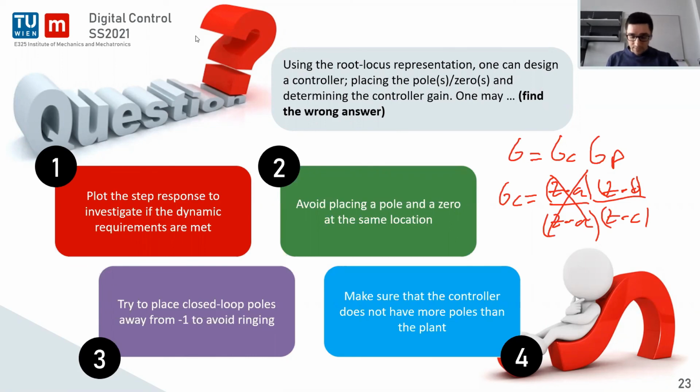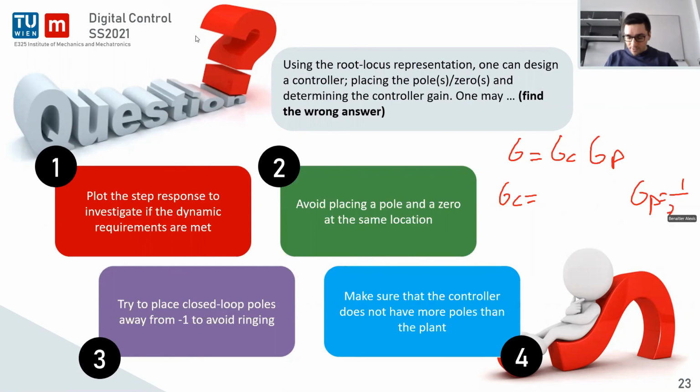Now, the second thing that is important is, if I say that the plant has 1 zero, for example at z minus a, I can say, okay, my controller will be z minus a and then z minus b. And so my open loop system will have only 1 pole, and so my closed loop will also be simpler. If you do that, the problem is that in the end you will end up with (z minus a) over (z minus b) times (z minus a). And so you'd say, okay, these ones are canceling each other.